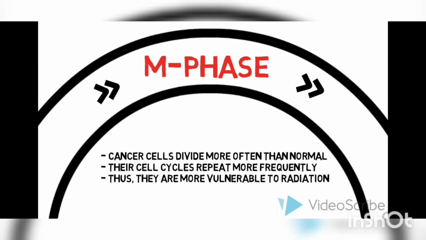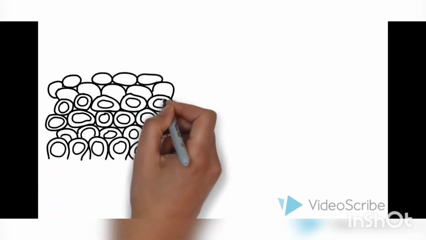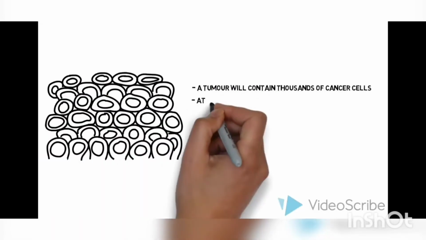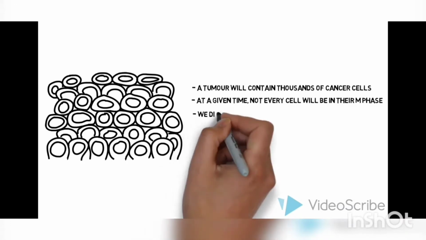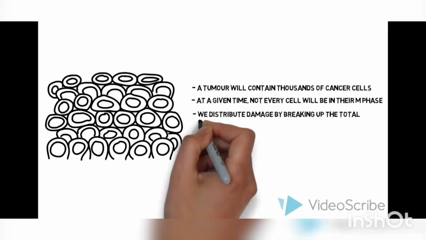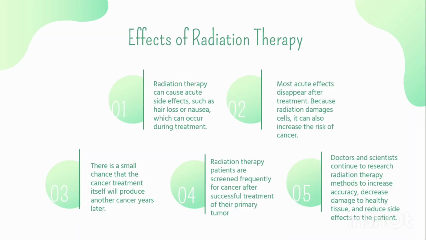Keep in mind, a tumor will contain thousands of cancer cells. If we gave a one-time, giant dose of radiation, not every cell would be in its M phase, and therefore not equally affected. To distribute damage, we break up the total dose of radiation into smaller amounts given over multiple days. This is called fractionation. This increases the chance of radiation catching a cell in its M phase and causing adequate DNA damage.